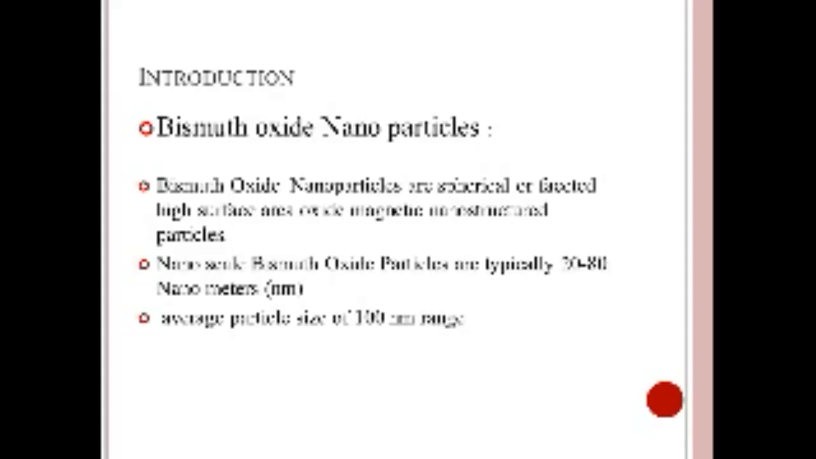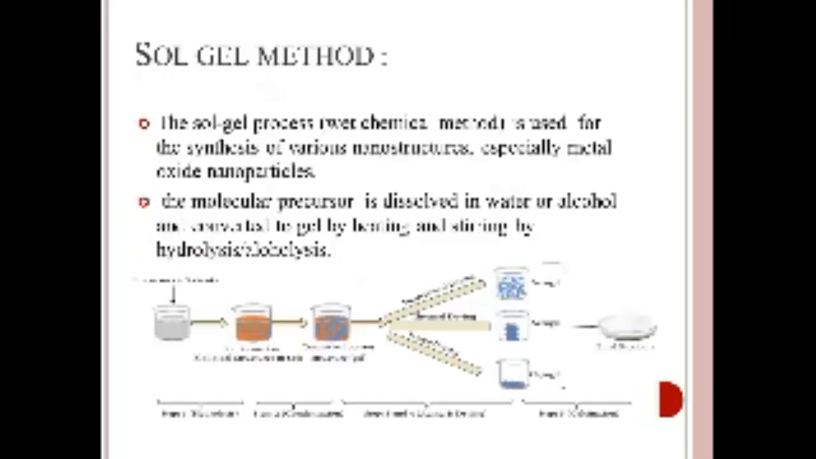Bismuth oxide has been investigated extensively because of its optical and electronic properties such as refractive index, large energy band gap, dielectric permittivity, photoluminescence, and photoconductivity. These properties make bismuth oxide an interesting candidate for applications in fields such as optoelectronics, optical coating, and gas sensors, etc. Now we will discuss the Sol-Gel method.